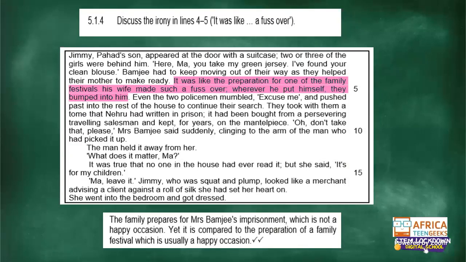So remember, always, irony means the opposite. Here they are talking about a family festival, which would be a happy occasion, whereas when you read the entire passage, it has nothing to do with it being a joyous or a happy occasion. Okay, so that is it for today regarding the figures of speech.